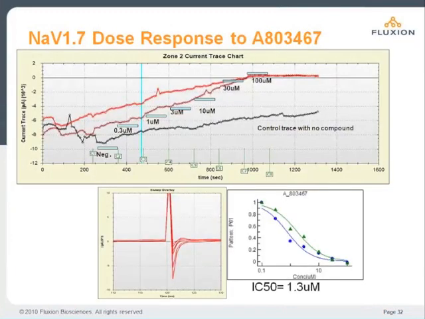Similar experiments with NAV 1.7 clearly demonstrate that the compound is less potent. Note here that we're using a much higher concentration range, going from 0.3 up to 100 micromolar. And shown are two different ensembles, as well as a negative control ensemble. And if anything, we're seeing a bit of rundown, which in this case would tend to overestimate the inhibition. Nonetheless, there's an order of magnitude difference in potency between the NAV 1.8 and NAV 1.7 subtypes.